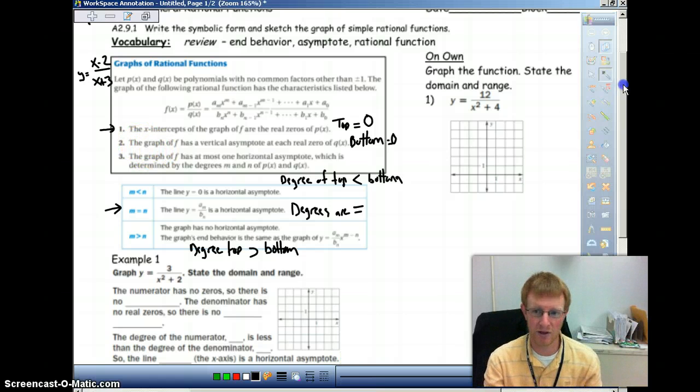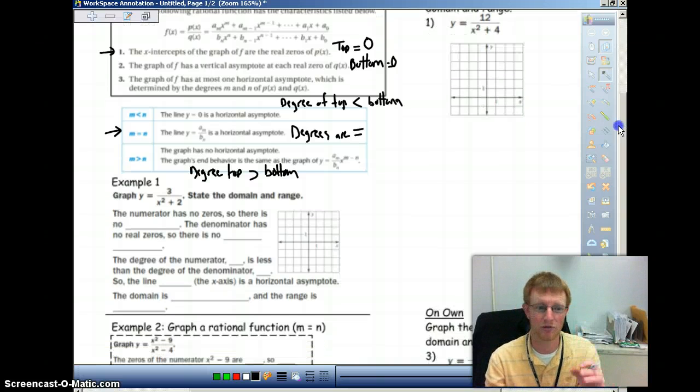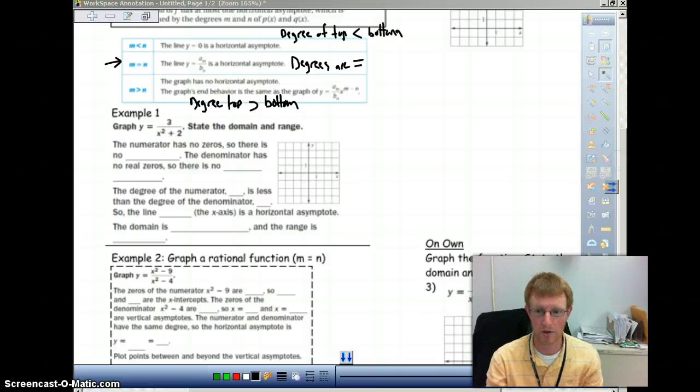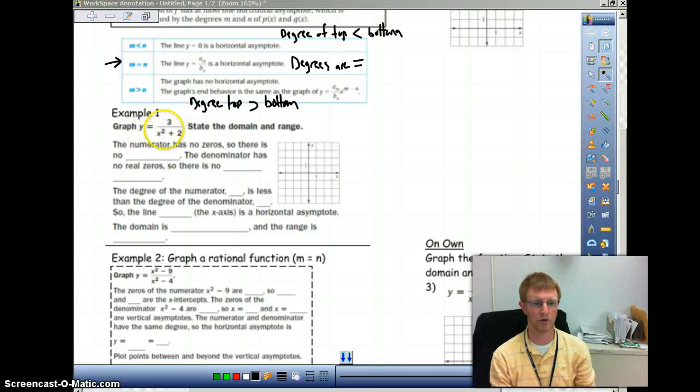So if we take it one step at a time, it might not be too bad for you guys, but there are going to be certain things that I know you guys struggle with. So let's look at this first example. We have y equals 3 over x squared plus 2.